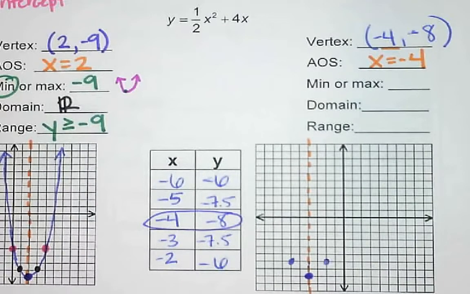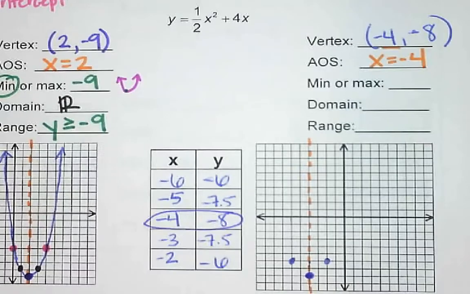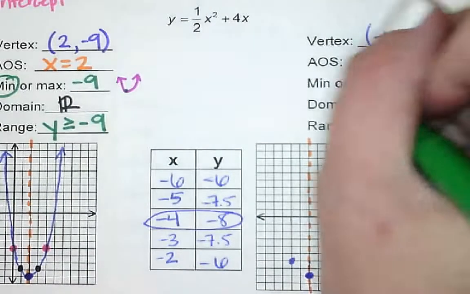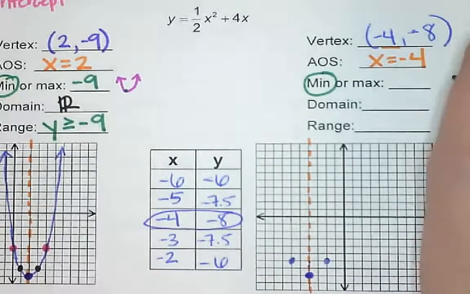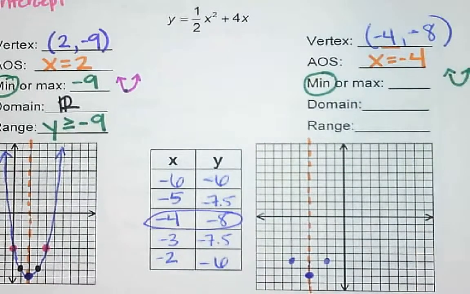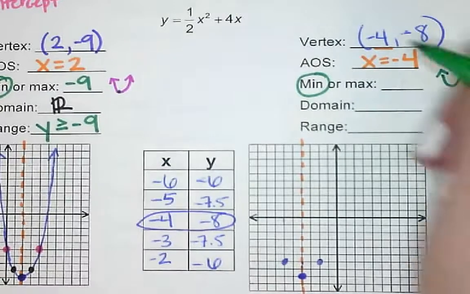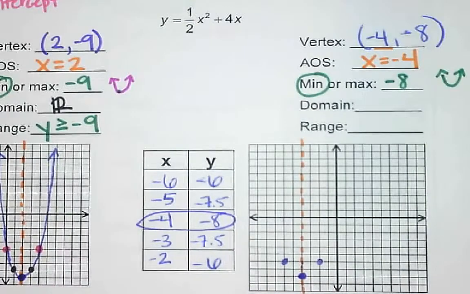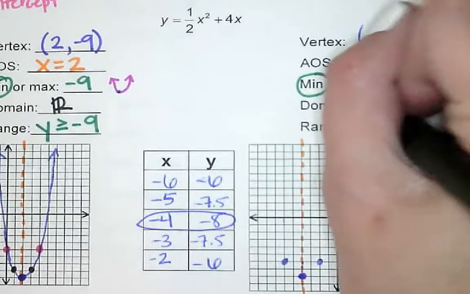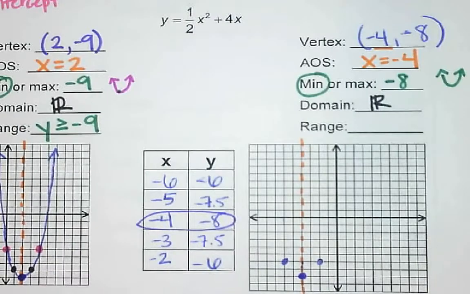All right, is it going to open up or is it going to open down? It's going to open up. So we are going to have a minimum because our A value is positive, which means that it's happy. So it opens up. And what is our minimum value? Negative 8. Our domain is all real numbers. And what is our range going to be in this case? Is my y greater than or is my y less than?